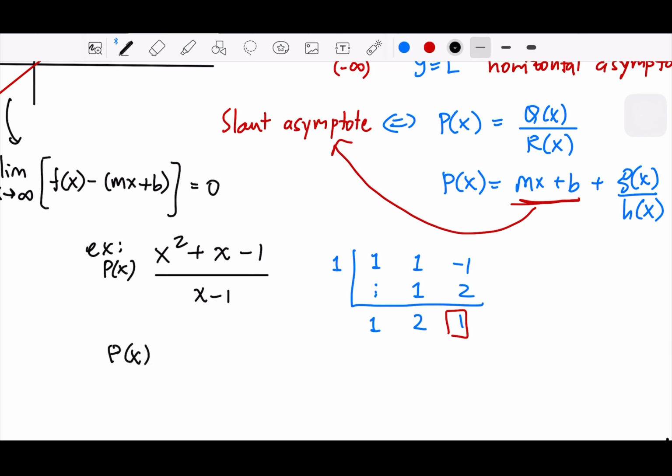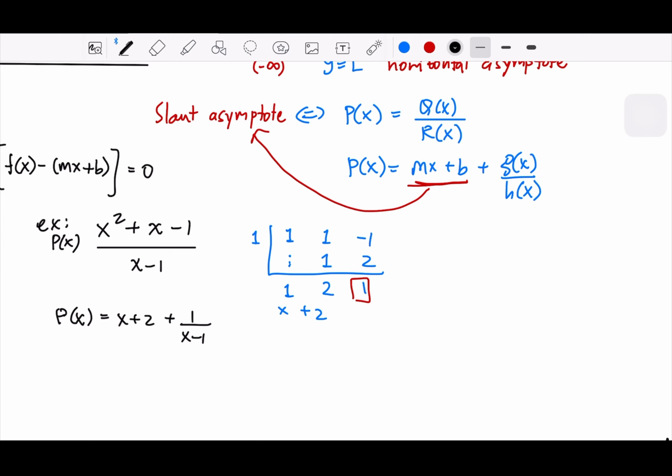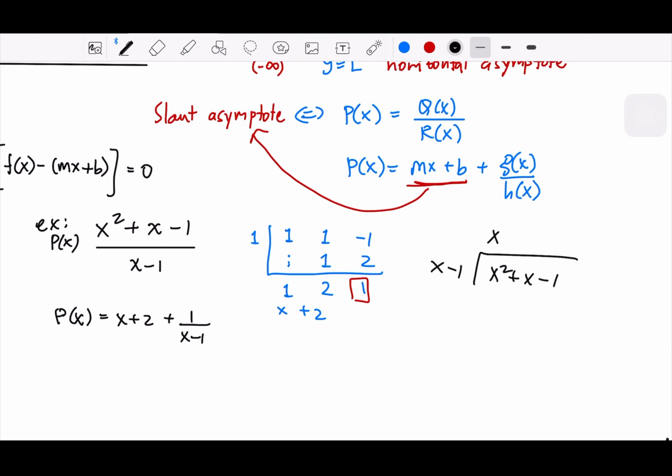So we could rewrite this as a linear quotient, x plus 2, plus the remainder 1 over x minus 1. If you are not sure about doing synthetic division, you can do long division. Basically just divide x squared plus x minus 1 by x minus 1, like our regular divisions, and we get the same results.